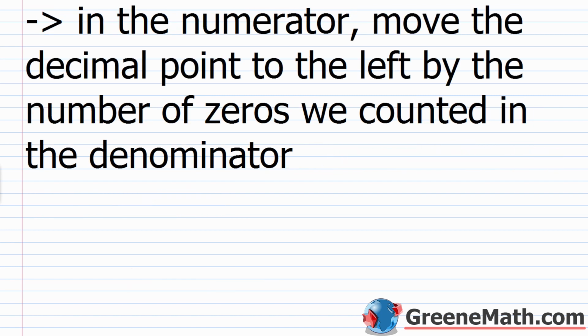Then the next thing, in the numerator, which is the number 56 that we have, move the decimal point to the left by the number of zeros we counted in the denominator. So again, we had 2 zeros. But some of you at this point might be saying, how do I move the decimal point to the left? I don't know where it is. If you have a whole amount, you can always write a decimal point after the rightmost digit. So I can write 56 as 56 and then a decimal point.